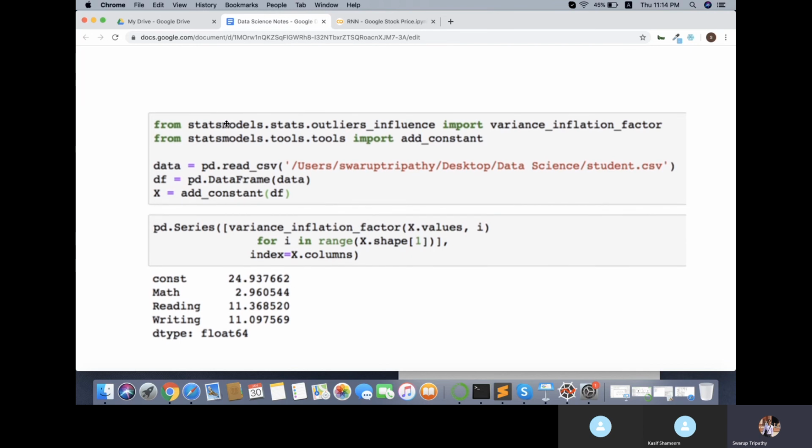Like earlier, we used the statsmodels package for the OLS test. Now we will use the statsmodels package to do this VIF test. Just write down this code, then I will explain the entire part. Okay, you can write down this code.